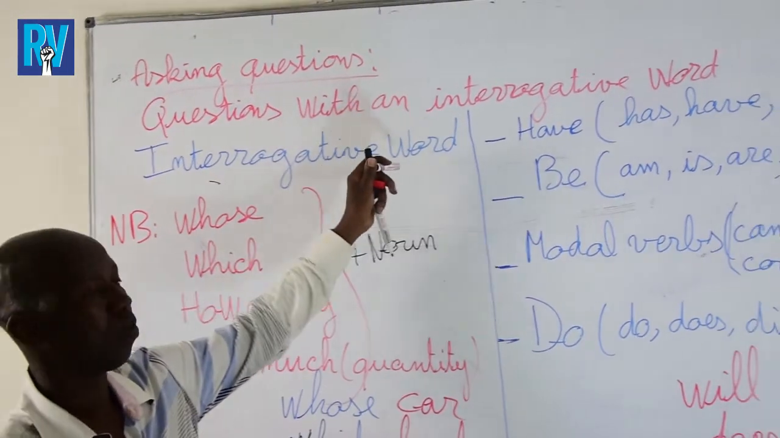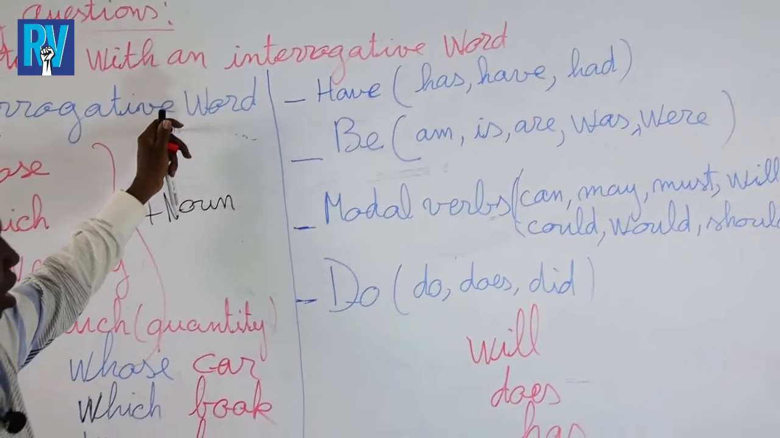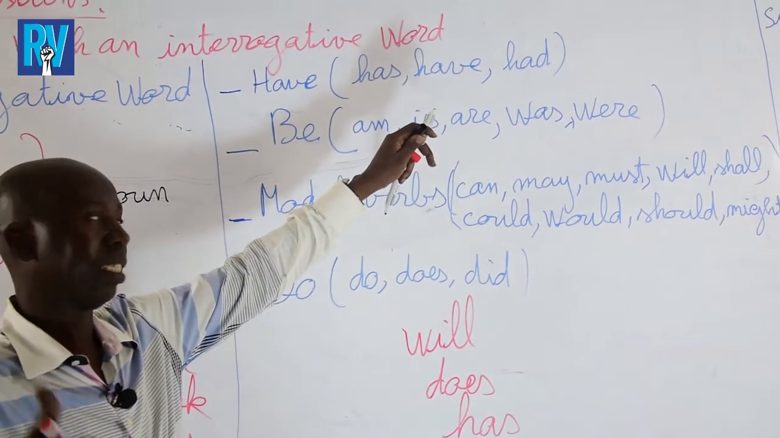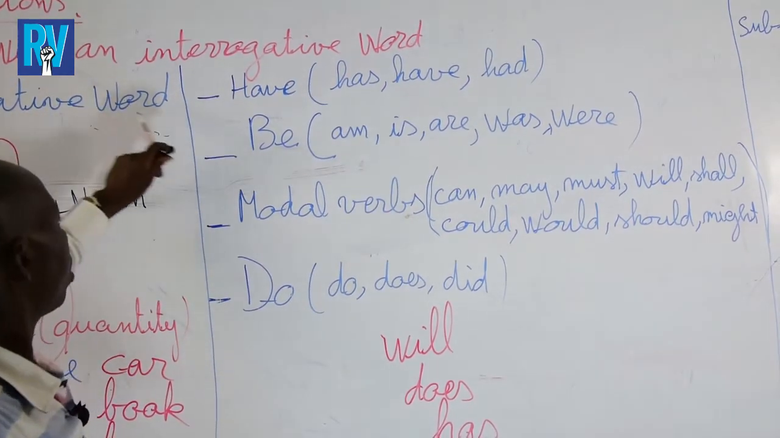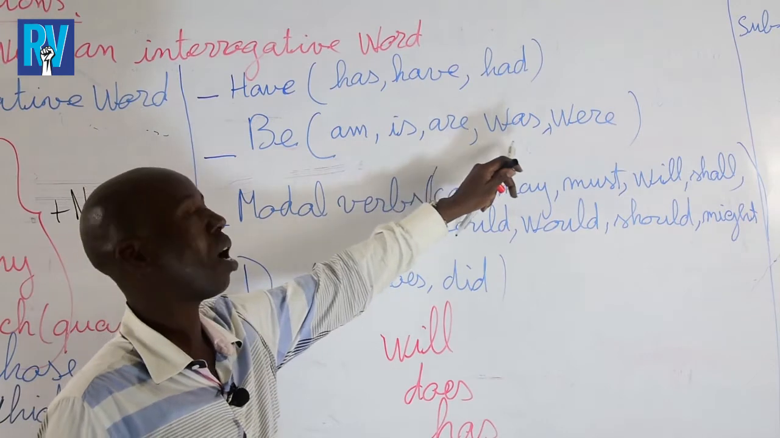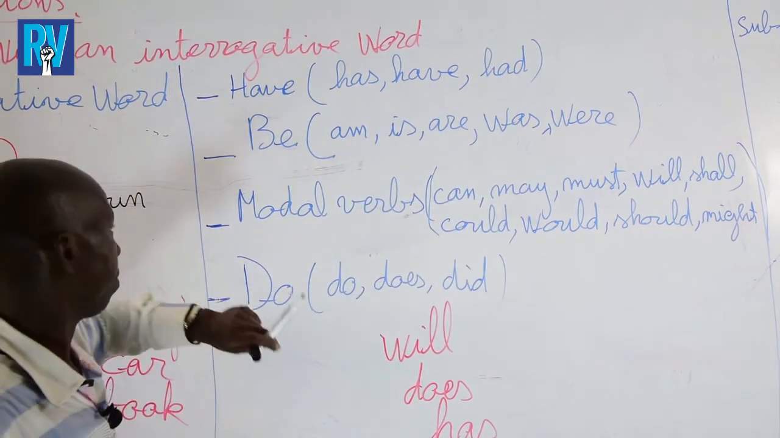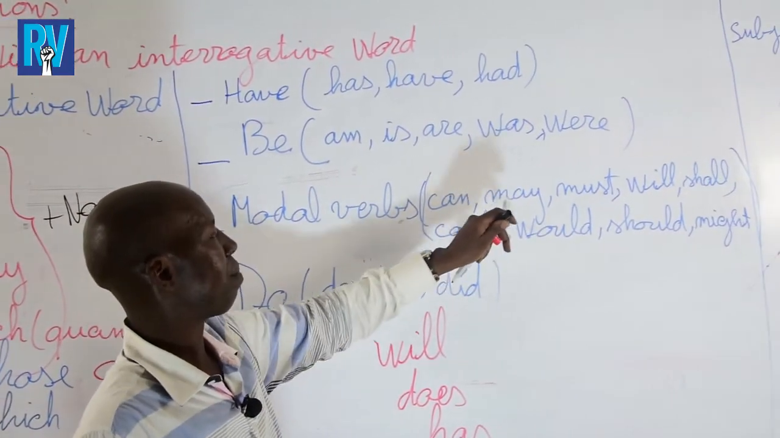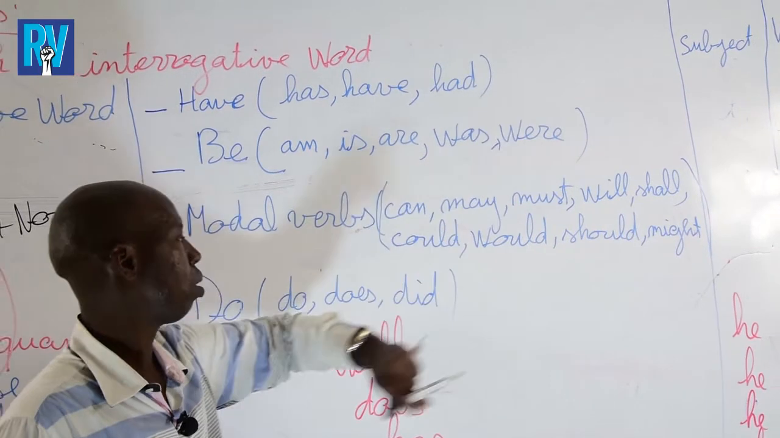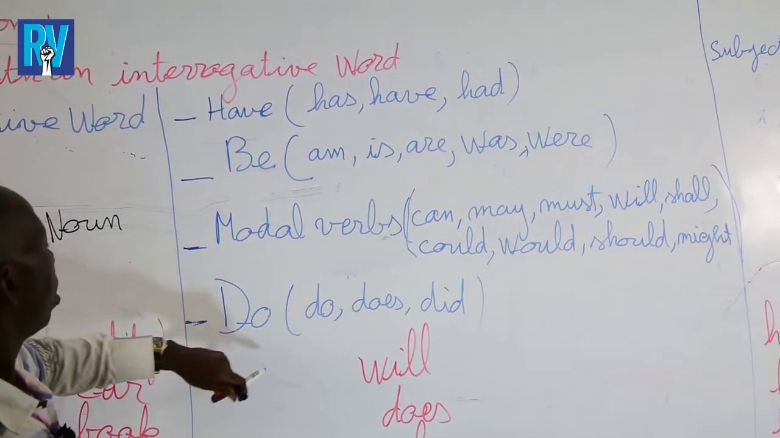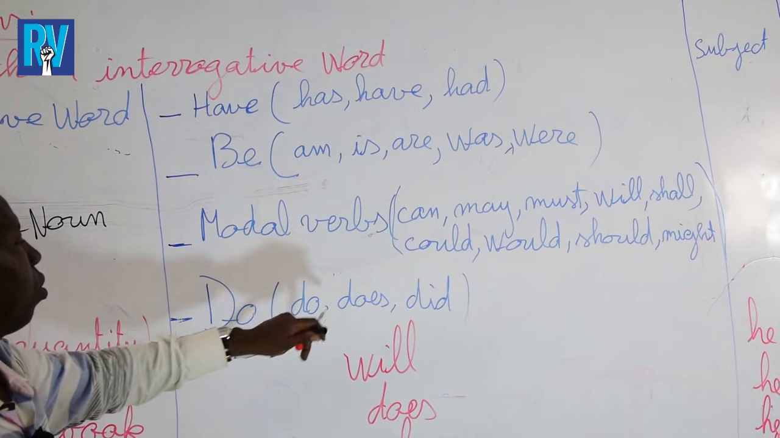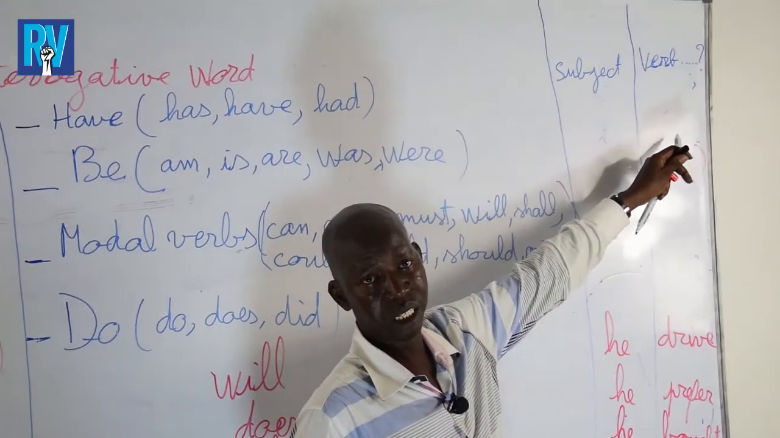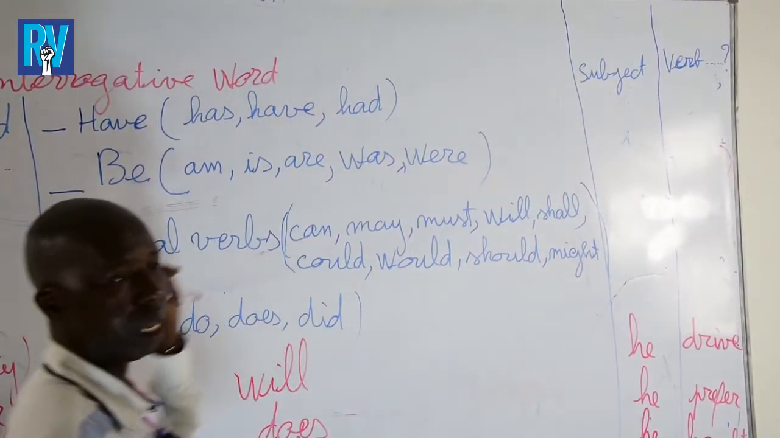So here is exactly how to ask a good question. You can have an interrogative word followed by has, have, had. This is one possibility. Interrogative word followed by am, is, are, was, were. This is another possibility. You can have interrogative word followed by a modal verb. Can, may, must, will, shall, could, would, should. Or an interrogative word followed by the grammatical do, does, did. This is the place of the subject, and here is the place of the verb.